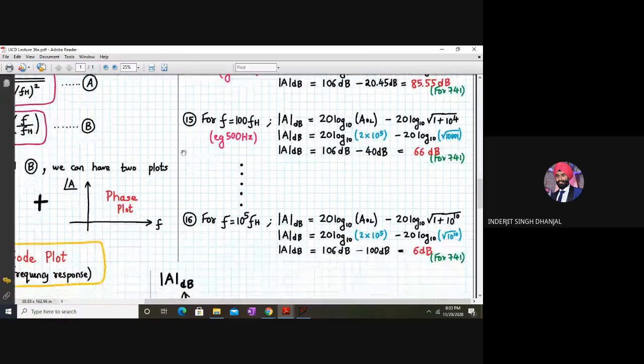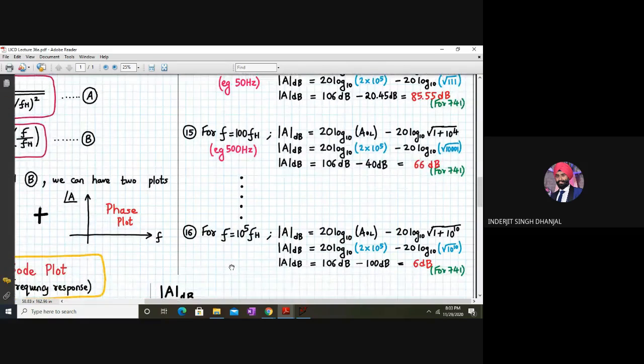Similarly, we'll continue this trend and we'll calculate the gain at f equal to 10 raised to 5 times fh, at around 1 megahertz, right? So that number, if you calculate it over here, you will get 20 log to the base 10 square root of 1 plus 10 raised to 10, because it's f upon fh the whole square. So if you evaluate this on a calculator, you will get 100 dB. So the gain in dB for frequency of 10 raised to 5 will be around 6 dB for 741.